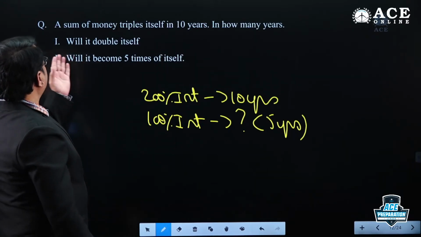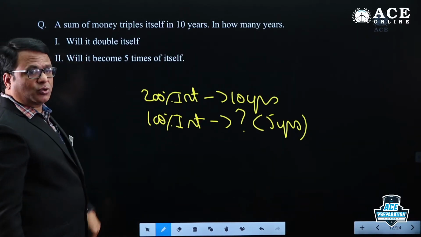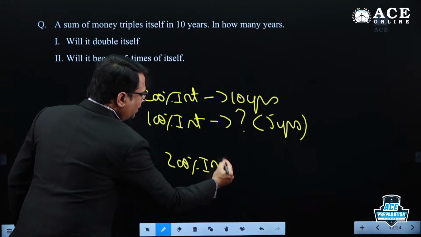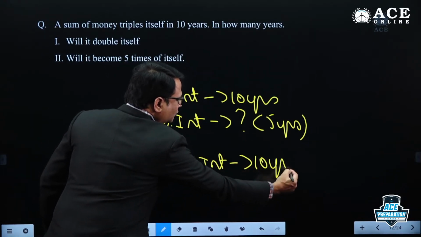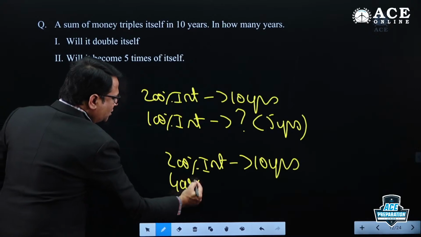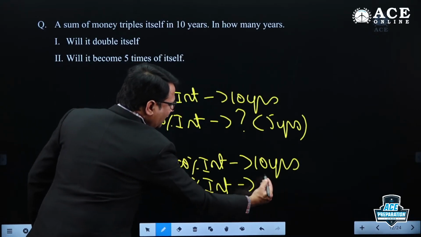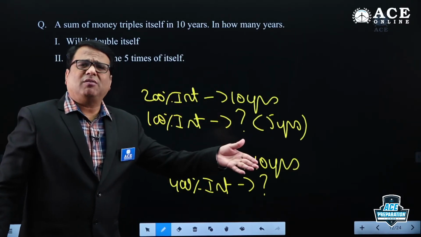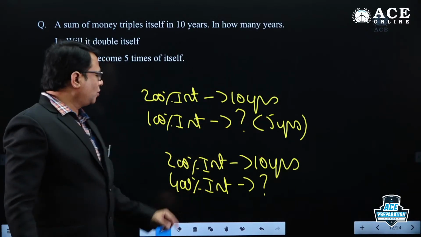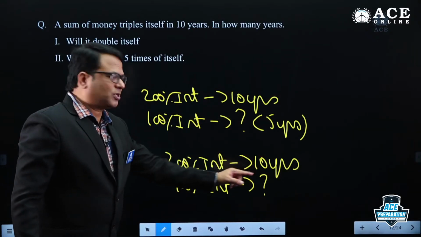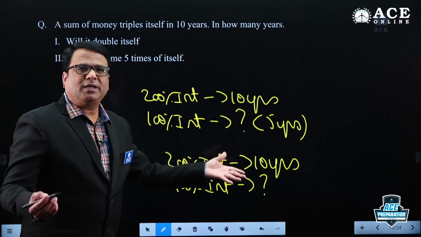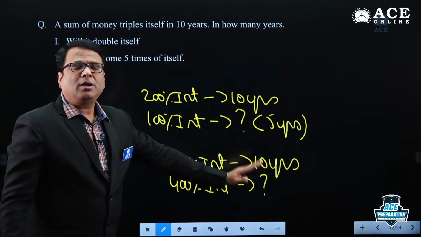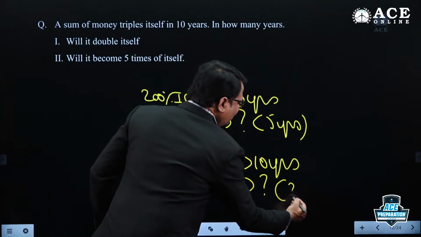Now second part of the question. In how many years will it become 5 times of itself? Now 200% interest I get in 10 years. Then 400% interest I get in how many years? How 400%? Because when the sum becomes 5 times of itself, interest will be 400%. So 200% interest I take 10 years time. 400% interest I take how many years? Now you can see the left hand side is getting doubled, so the right hand side will also get doubled. And double of 10 is 20 years. So I can say 20 years.